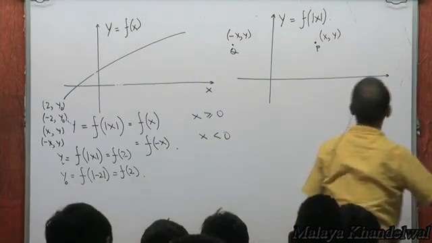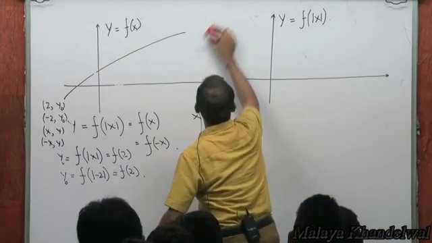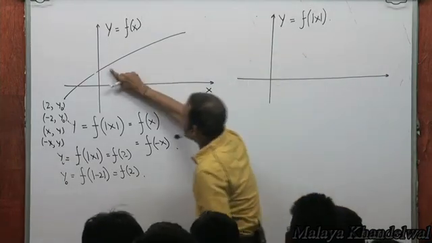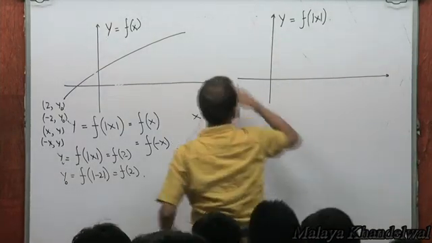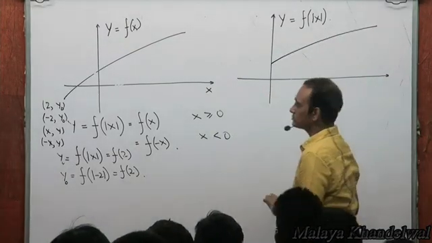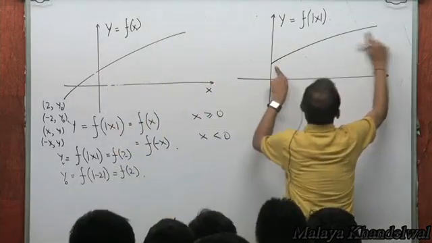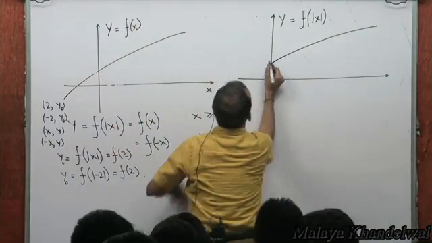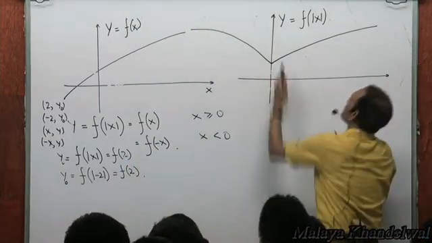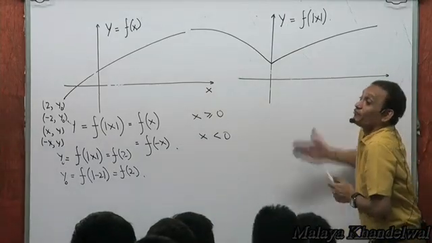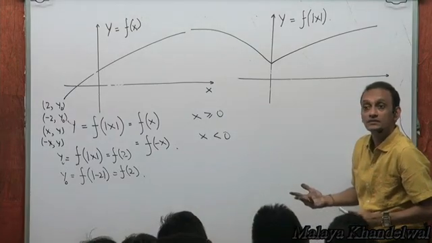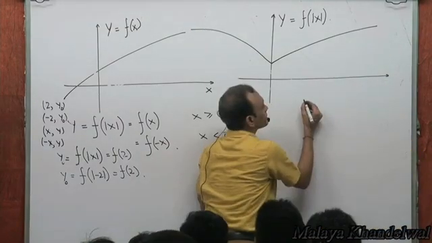That means now if I have to draw the graph of y equal to f of mod x, all that I need to do is retain the portion to the right of the y-axis and reflect this portion to create its mirror image about the y-axis. These two are mirror images of each other about the y-axis. This will be the graph of y equal to f of mod x. Yes or no?